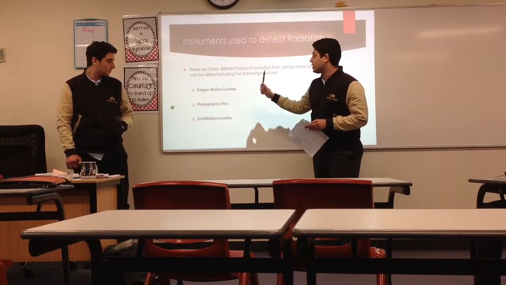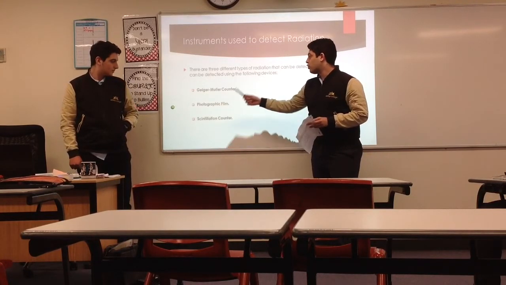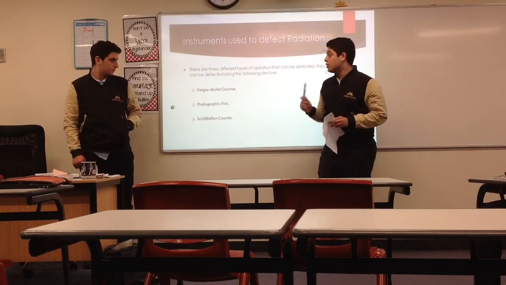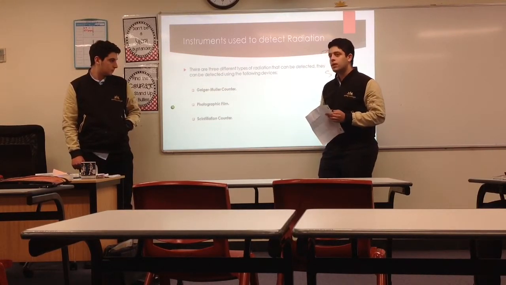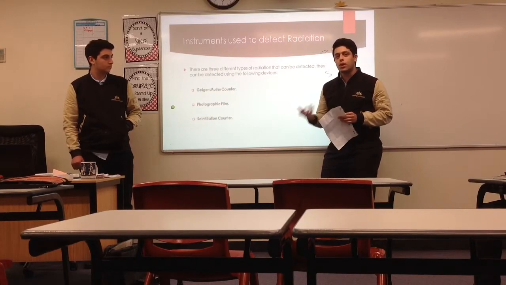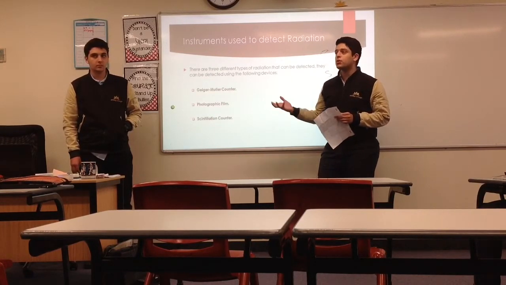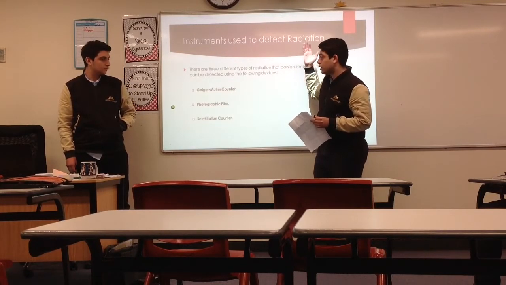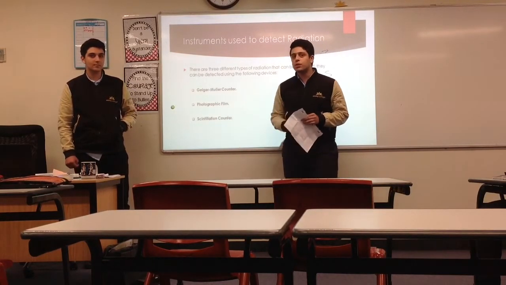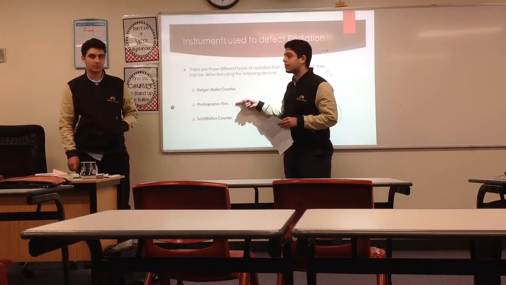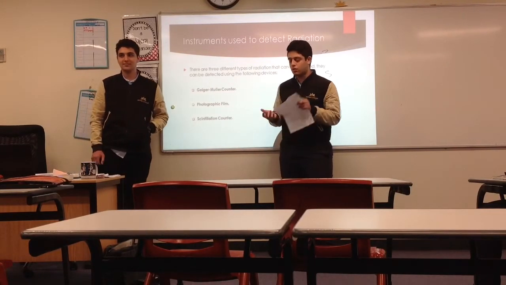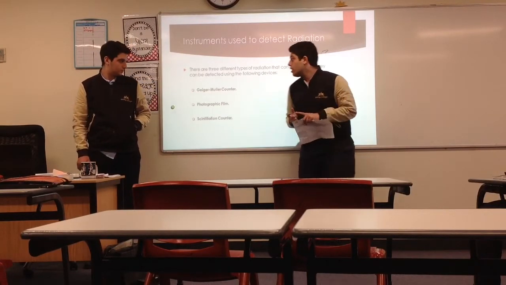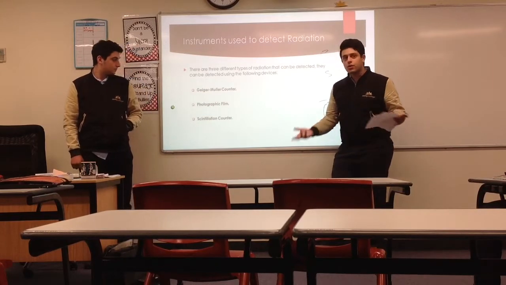Three examples are the Geiger-Müller counter, the photographic film, and the scintillation counter. Now, the best one to actually know in detail is the photographic film, and that is because it can be used for all types of radiation. So in any multiple choice, if you see a question about detecting radiation and you see photographic film, it's almost certain that is the correct answer, because it detects all types of radiation: alpha, beta, and gamma.